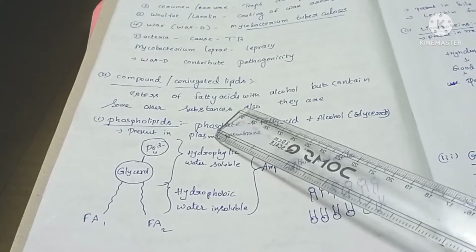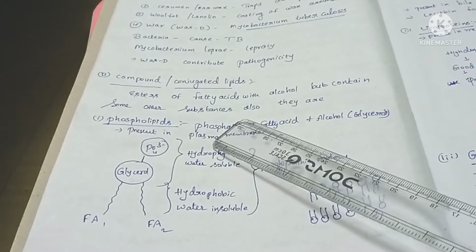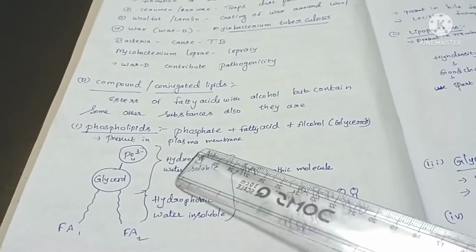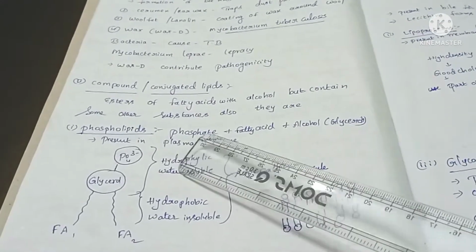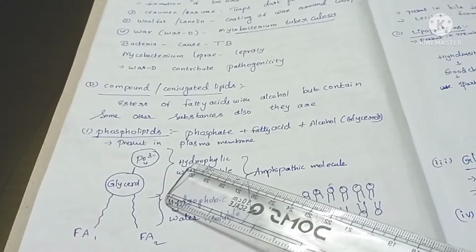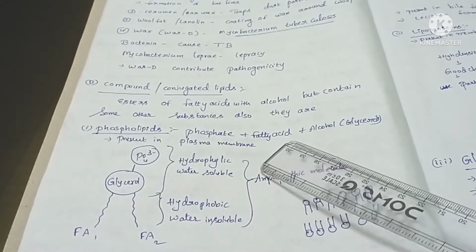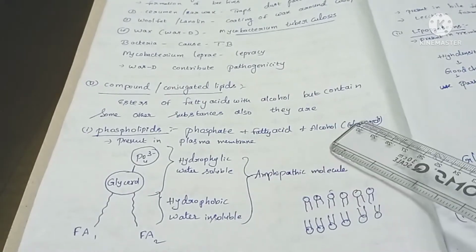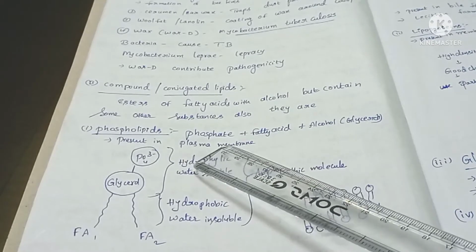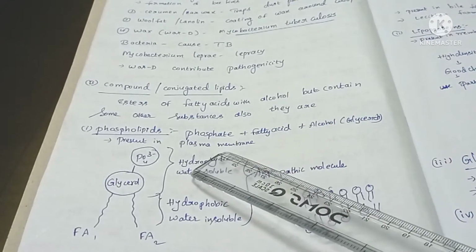Compound or conjugated lipids are subdivided into 4 different classes: phospholipids, lipoproteins, glycolipids. The first one is the phospholipids. What does a phospholipid consist of? They consist of fatty acid and alcohol, glycerol. In addition to this, a phosphate group is also present.